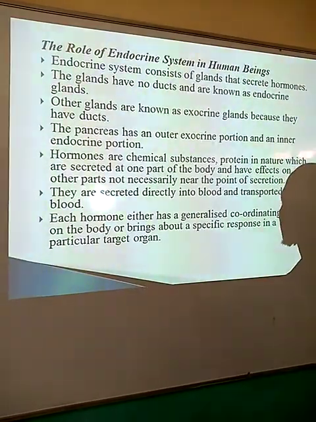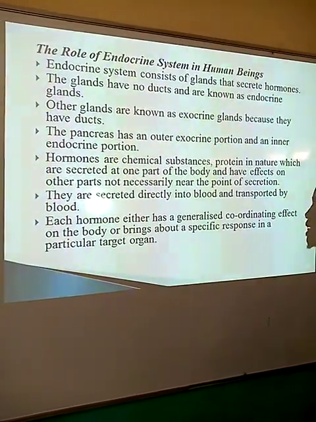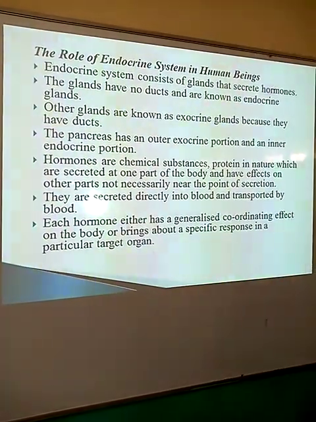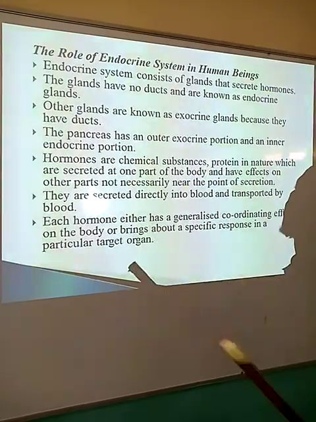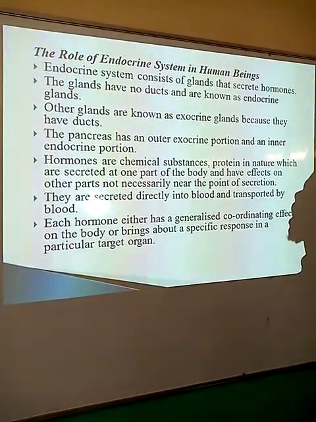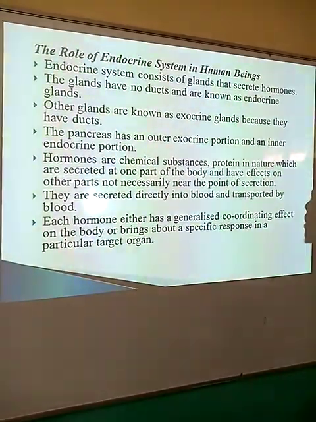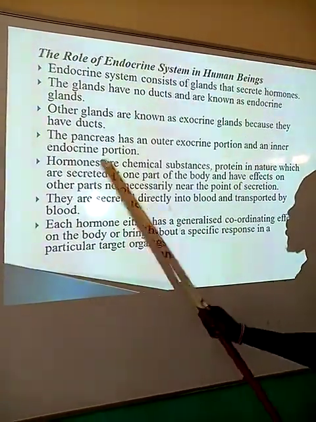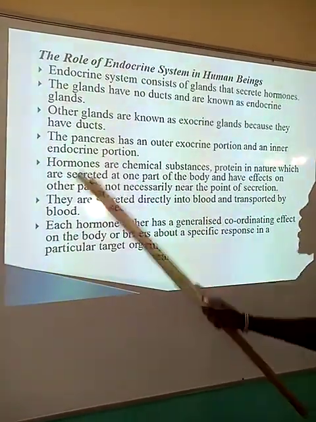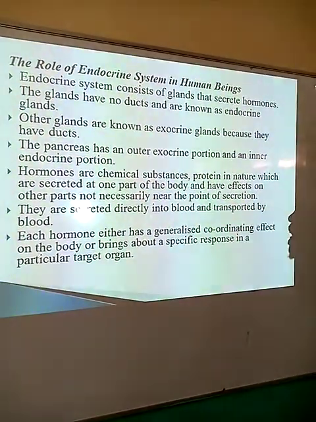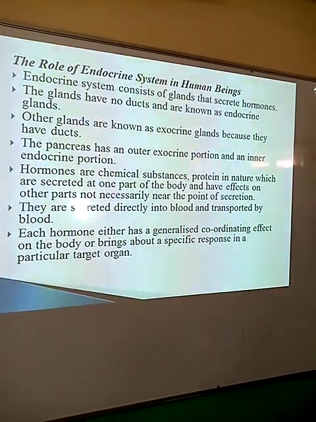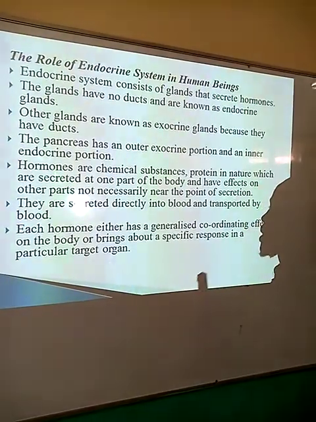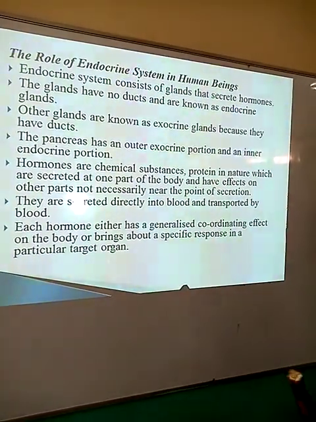One of the major ones is what we are calling the pituitary gland, which is the master gland that is controlling all other glands. Other glands are known as exocrine glands because they have ducts. So the pancreas has an outer exocrine portion and an inner endocrine portion. And we know very well that the islets of Langerhans of the pancreas always produce two hormones, that is insulin and glucagon, that always regulate the amount of blood sugar.